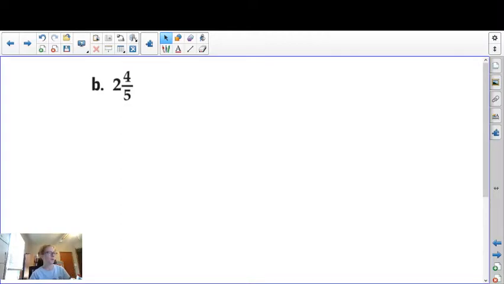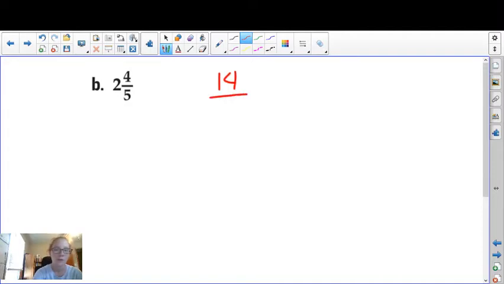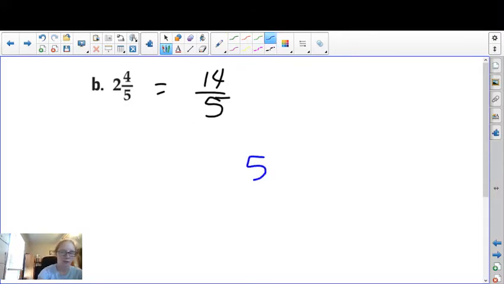Okay, so how do you think I'm going to find the multiplicative inverse of 2 and 4/5? Well, in order to flip the fraction, I need to have a single fraction. Right now I have a mixed number. So you're right, improper. 2 times 5 is 10, plus 4 more is 14. So 14 over 5. So that's my original. So I need to flip that. So the multiplicative inverse is 5 over 14.